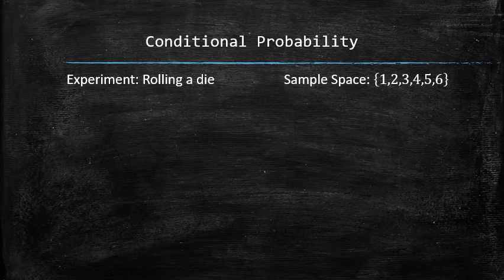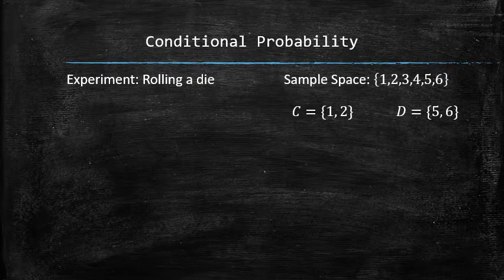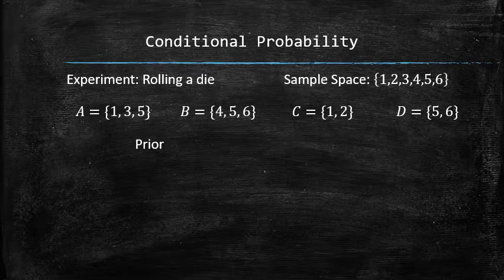In general, any conditional probability can be found by finding the restricted sample space and then finding the number of ways that the event can occur in the restricted sample space. Let's consider for the same experiment the following events C and D, in addition to previously defined A and B. And let's find some prior and posterior probabilities.